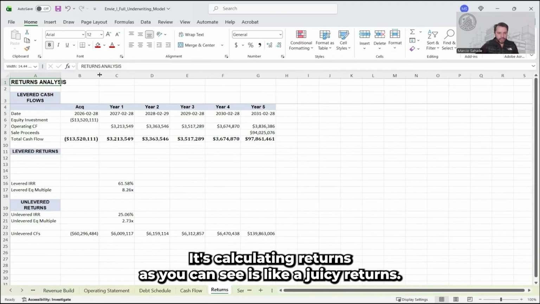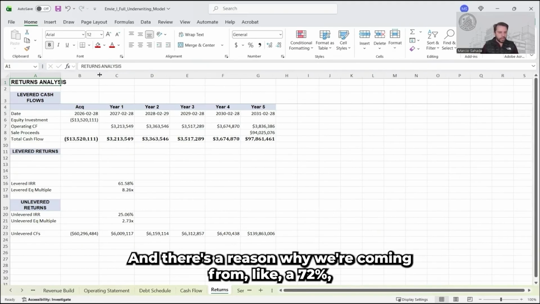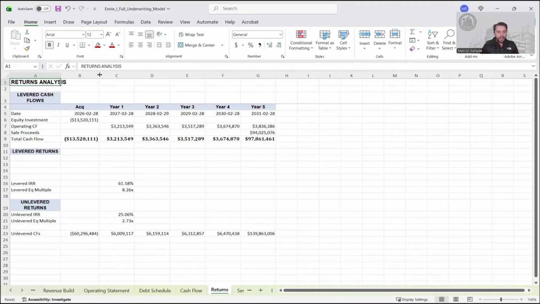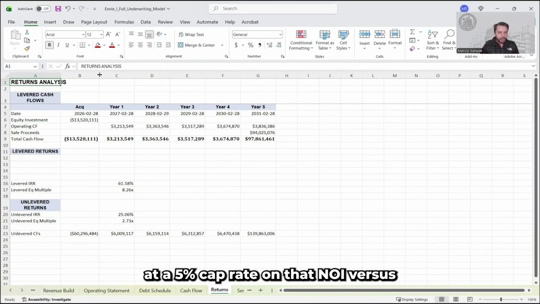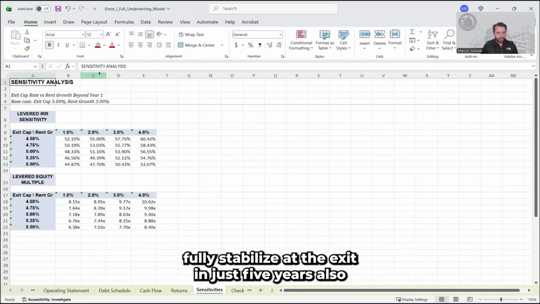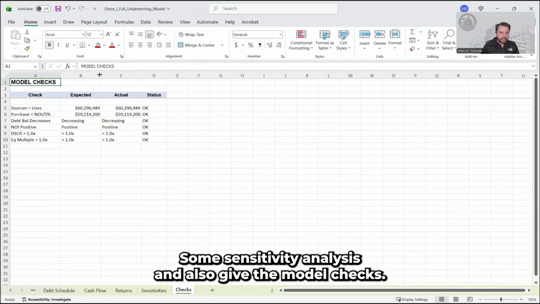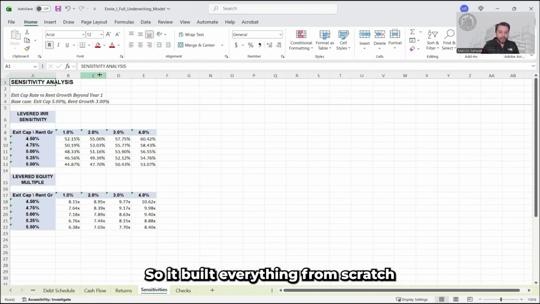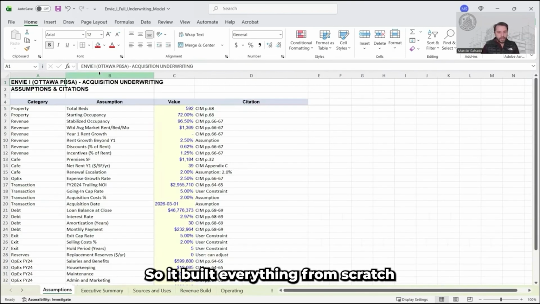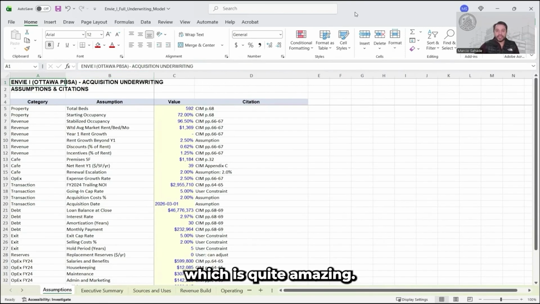As you can see, it's like juicy returns, and there's a reason why: we're coming from a 72% purchase basis, at a 5% cap rate on that NOI, versus fully stabilized at the exit in just 5 years. Also some sensitivity analysis, and it also gives the model check. So it built everything from scratch, which is quite amazing in just a few minutes.